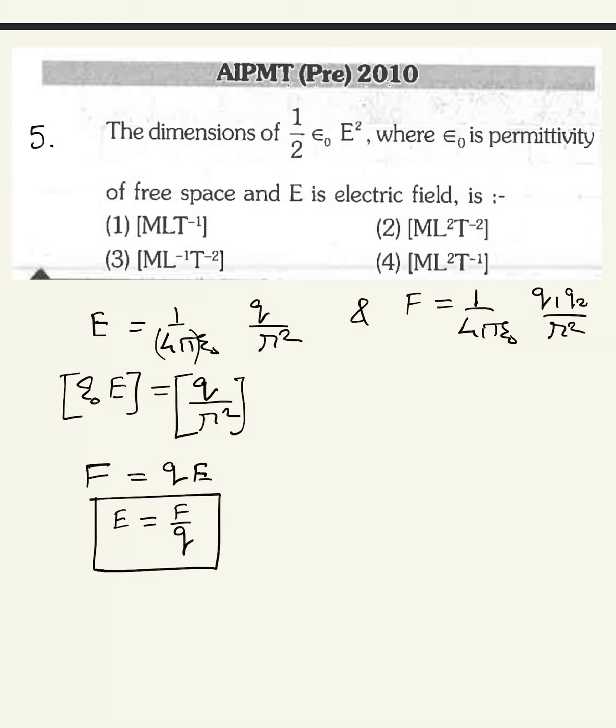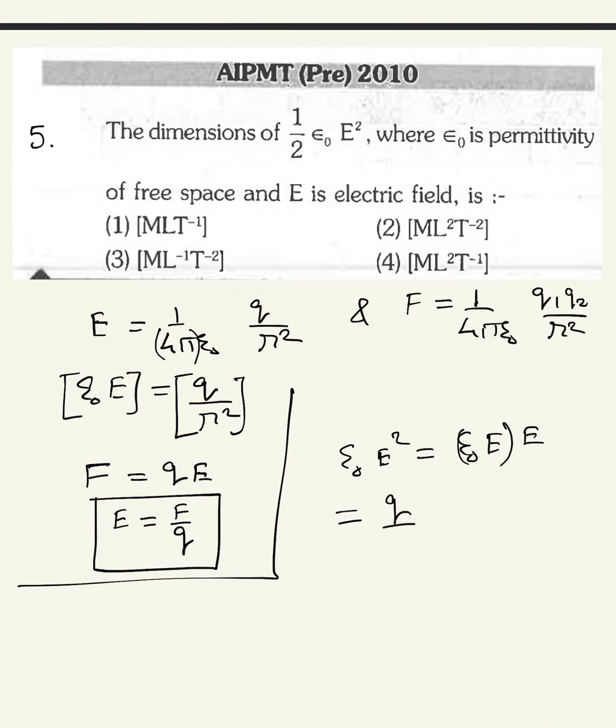So you can see that the only difference between E and F is that in F there is one more charge, right? So from there also you can find this relation, and now you know that E can be written as F upon Q. So I'm just going to put this first. Half epsilon naught E square. Obviously half is a constant, so epsilon naught E square. I will write it as epsilon naught E into E, and now epsilon naught E is Q by R square, and E is F by Q.